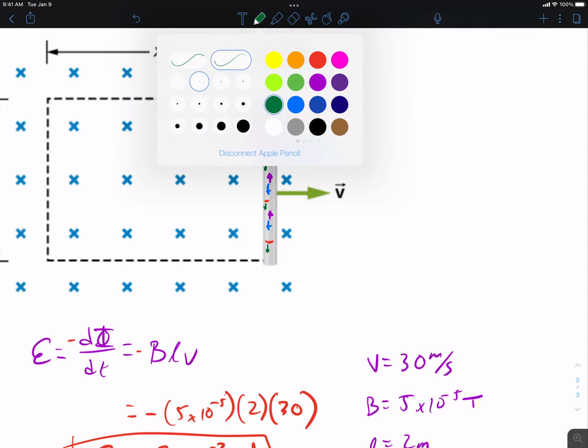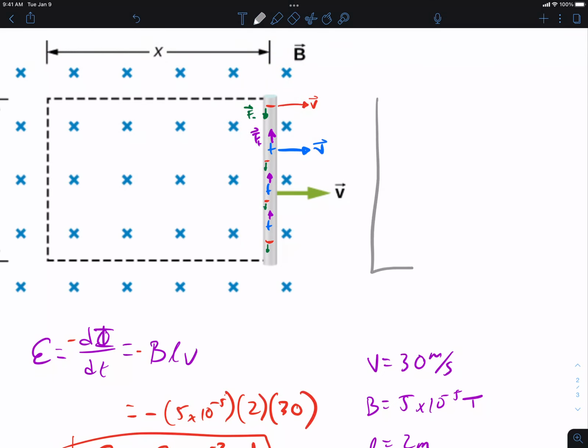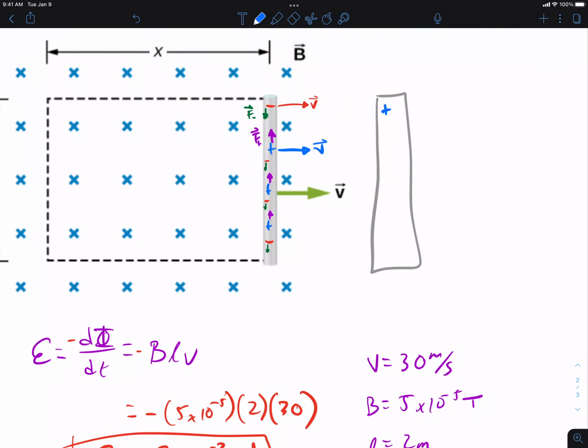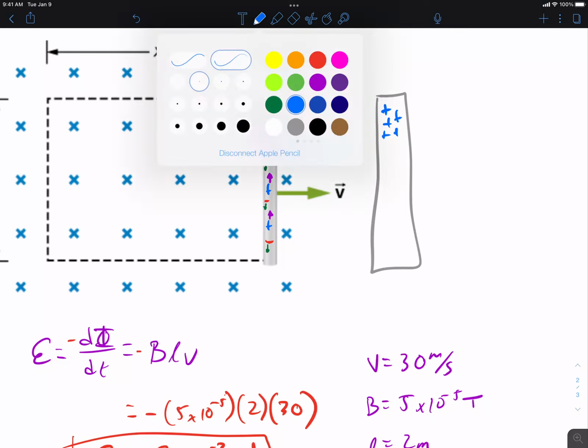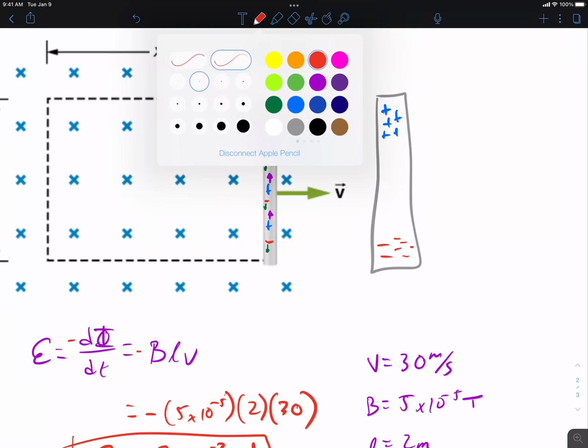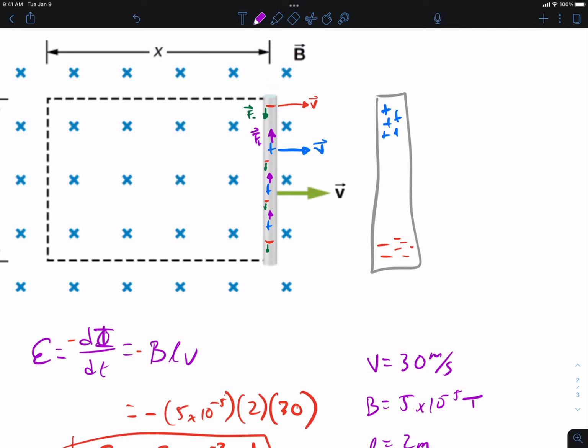So what I end up with, essentially, if I make my bar right here, is that my positive charges will start to aggregate at the top, and my negative charges will start to aggregate at the bottom. Okay, and this is essentially a battery, right? This is a battery where I have a positive side and a negative side. I just have potential difference. It's literally potential difference. I have more positive charge on the top and more negative charges on the bottom. So there is some energy here, right?